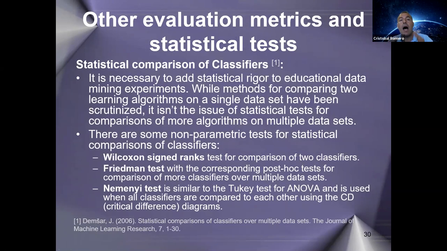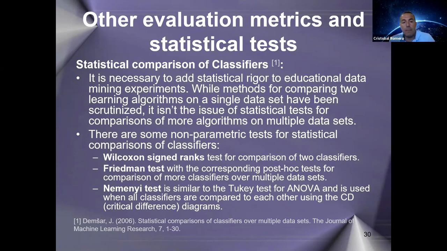And very, very important, the statistical test. When we try to compare different algorithms or different classifiers, you have to do a statistical comparison. It is not only to execute, put the result, and say what obtained the best: this, tenfold, and this is the best. No. If you really want to compare algorithms on one or several data sets, you have to apply a statistical comparison. So it is necessary to use statistical rigor in educational data mining experiments, because we want to compare algorithms.